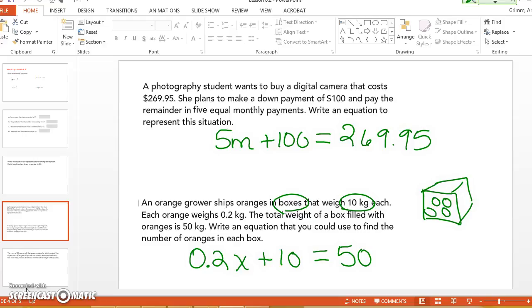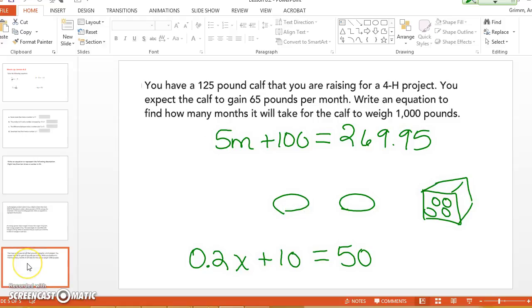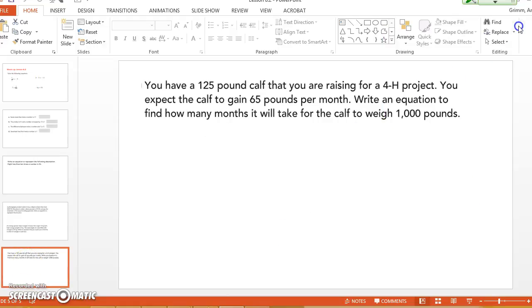Okay, we have one more to look at. Okay, probably a lot of you aren't familiar with 4-H because we are city folk. So unless you have family that lives in the country, we don't really do a lot with 4-H here. But basically 4-H is like Future Farmers of America. So they might raise cattle or pigs or sheep, and then they're a club and they take their sheep to the fair and they get ribbons, things like that.